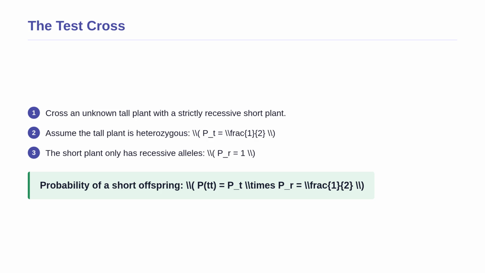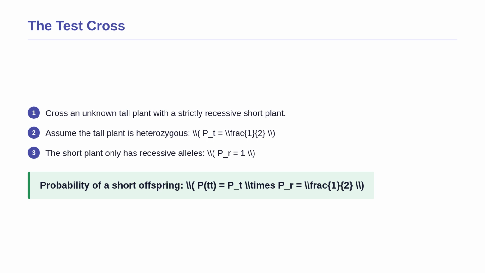Let us apply this to another practical scenario called a test cross. A farmer has a tall pea plant, but does not know if it is hiding a recessive short trait. To find out, he crosses it with a short pea plant, which we know is strictly recessive. We want to find the proportion of short offspring if the tall plant is indeed hiding the recessive allele. We use our probability formula again.